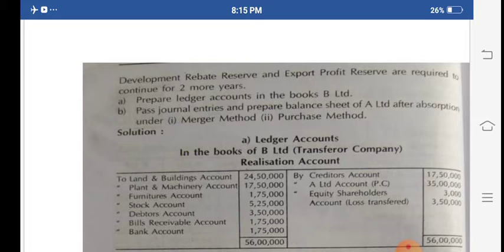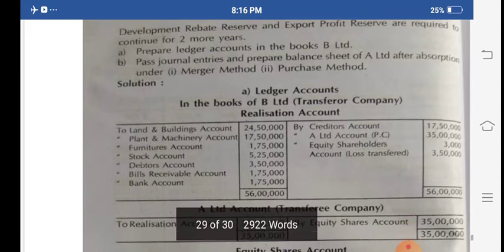You know that there are 3 steps. First, we have to calculate the purchase consideration. Second, we have to transfer the journal entries in the books of the transferor company. Third, we have to pass the journal entries related to incorporation, and finally we have to prepare the balance sheet. We have to prepare all these things.